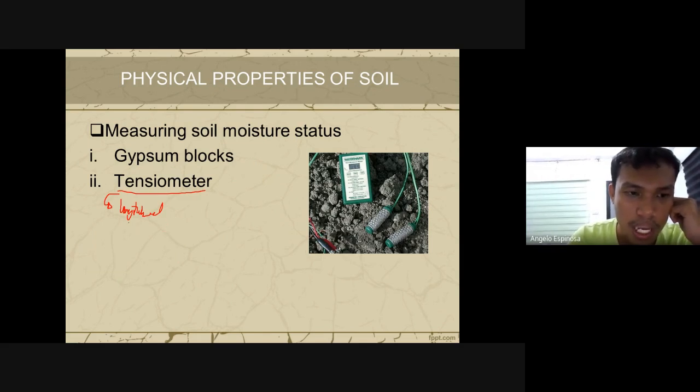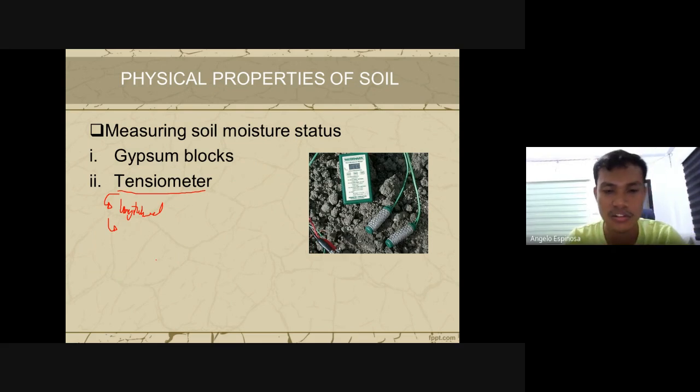The water in the tensiometer equilibrates with that in the soil, so that it moves in and out of the cup in response to changes in soil moisture content. The changes are read in the attached gauge. So, tignan natin example ng tensiometer.